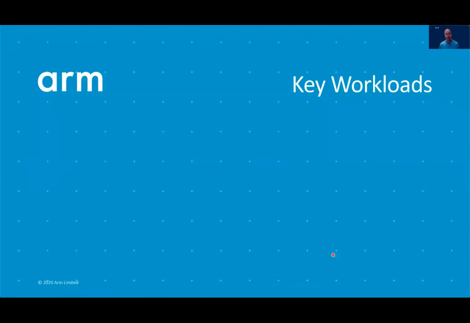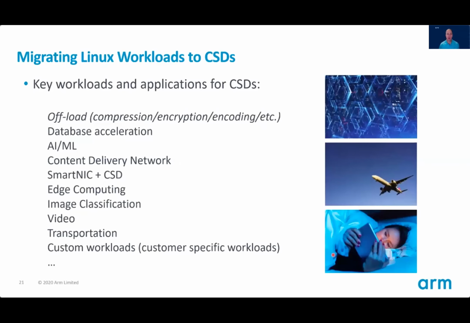So let's take a look at the key workloads. There's lots of workloads listed here, and we can come up with lots of different examples. Offload, compression, encryption, encoding are certainly some very obvious and key workloads. Database acceleration is another one. If you've got this very large database of information, whatever that information may be, why move all that information from the database to the server in order to perform a query and search?